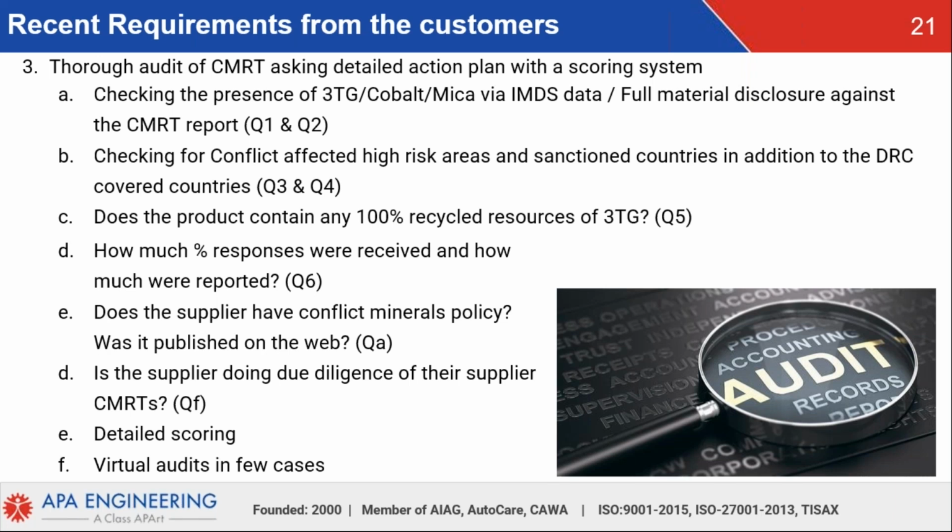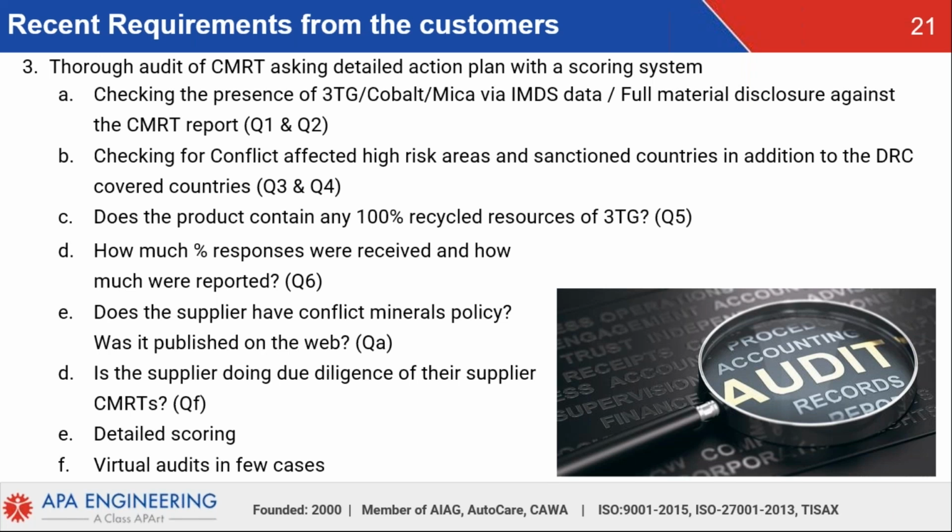And the fourth question is, how much percentage of responses were received and how much were reported. This is on the 6th. So if you have 100 suppliers and you got 30 responses, you are likely to indicate 30% as your response rate. As a follow-up, your customer will come back to you and ask, hey, why only 30? Why not 100?